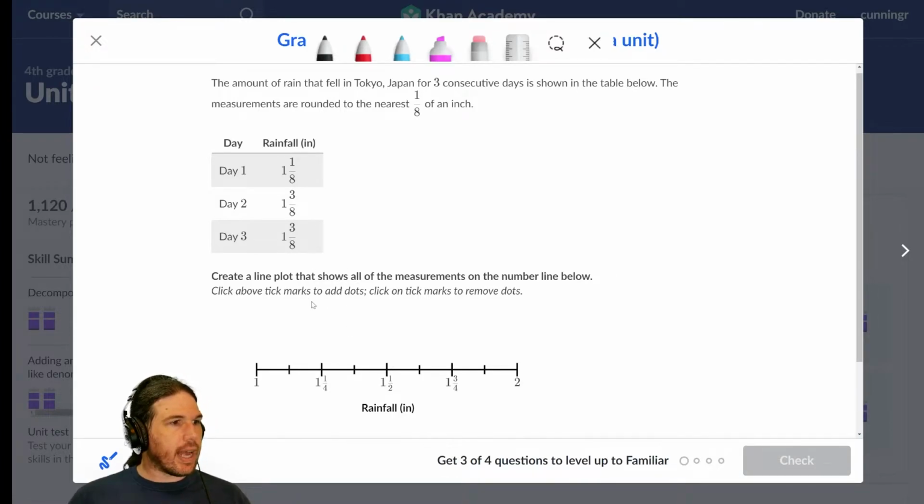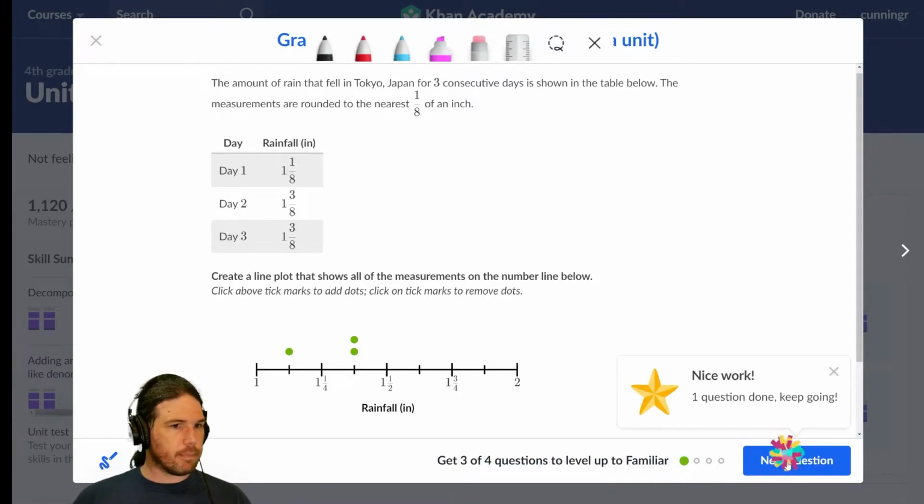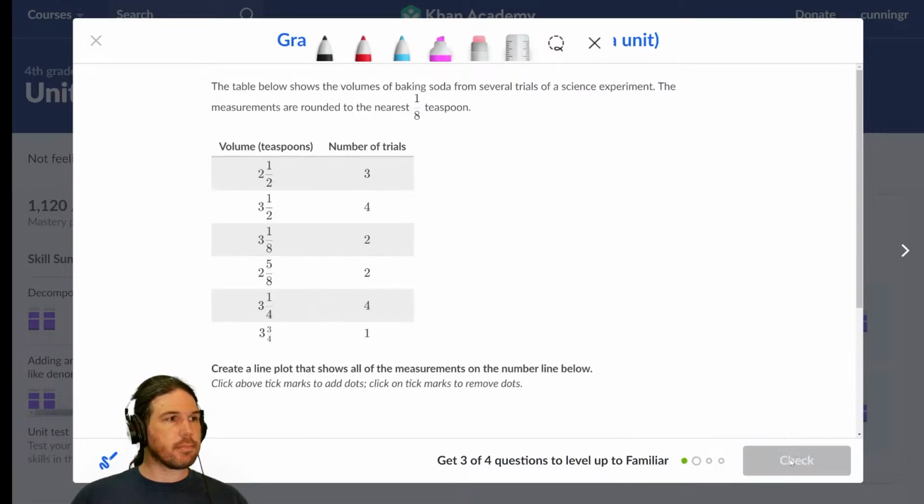Okay, create a line plot that shows all of the measurements on the number line below. So 1 1/8 would be right here. 1 3/8, well, here's 1/8, 2/8, it's the same as 1/4, right? 2/8, 1/4, same thing. There's 3/8, so we can put a dot there. And there's a second one at 1 3/8, so now we've got our little bitty line graph. Next question.